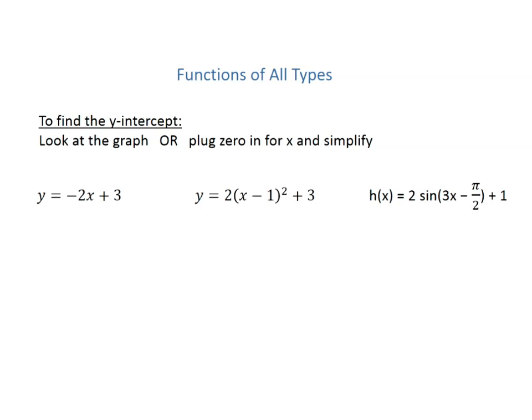Let's talk about the y-intercept. Remember that a point that's a y-intercept means that it's on the y-axis. And any point on the y-axis has an x value of 0. Now think about why that would make sense.